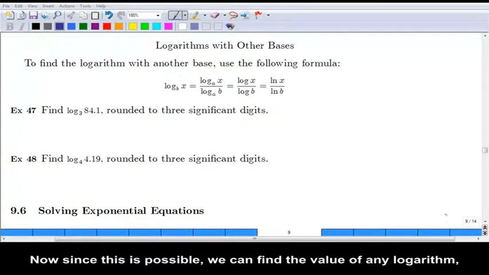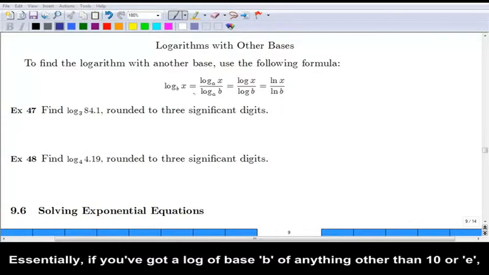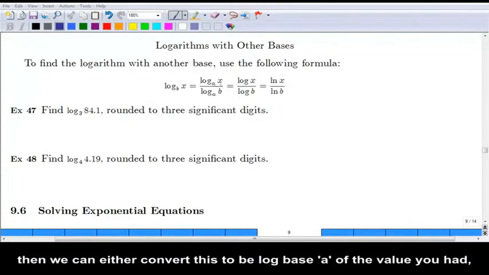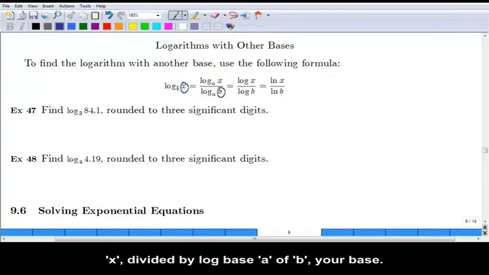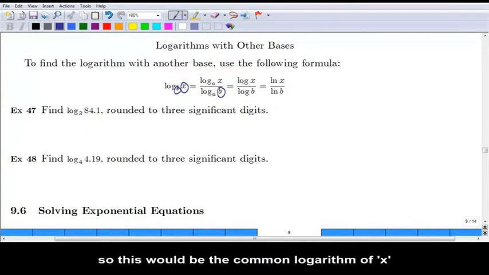Now, since this is possible, we can find the value of any logarithm, no matter what the base is, by using what are called the change of base formulas. Essentially, if you've got a log of base b of anything other than 10 or e, then we can convert this to be log base a of the value you had, x, divided by log base a of b, your base. And typically we either write this with the common logarithm of x divided by the common logarithm of the base, or you can use the natural logarithm of x divided by the natural logarithm of the base.